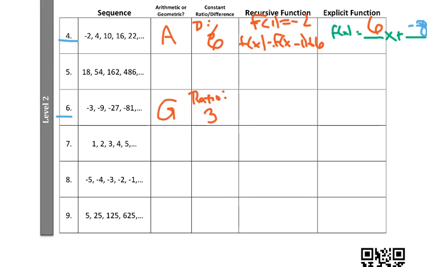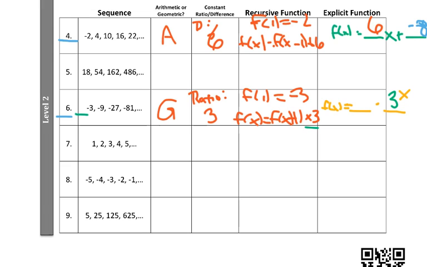So my recursive function, well, the first number in the sequence is negative 3. To get a new number, we want to look at the number before it, x minus 1, and multiply that by 3. So remember, the explicit function is going to look different. F of x is going to equal blank times blank to the x power. And the pattern always goes with the x. So this 3, the fact that we're multiplying by 3, is going to go right there.